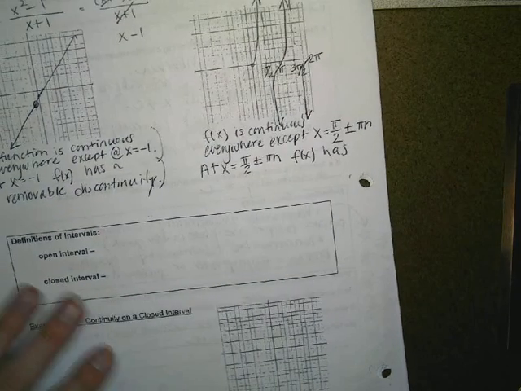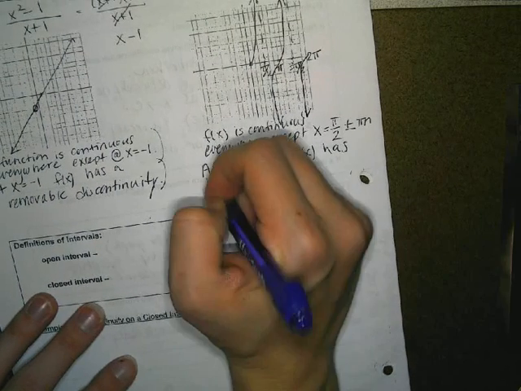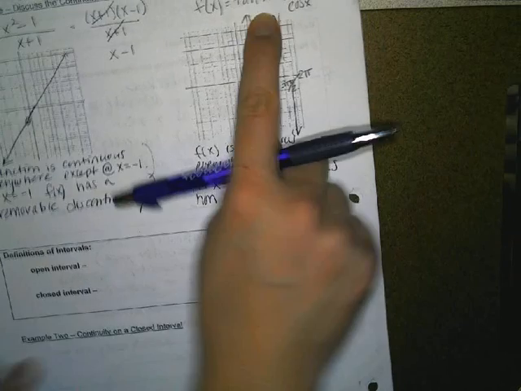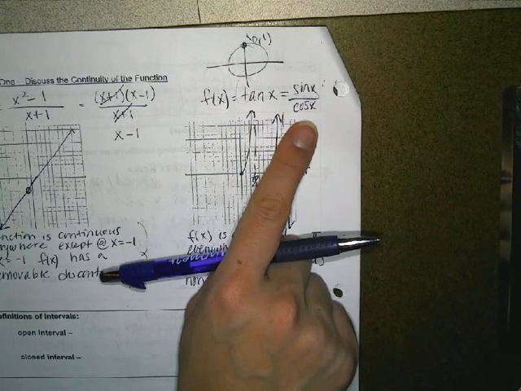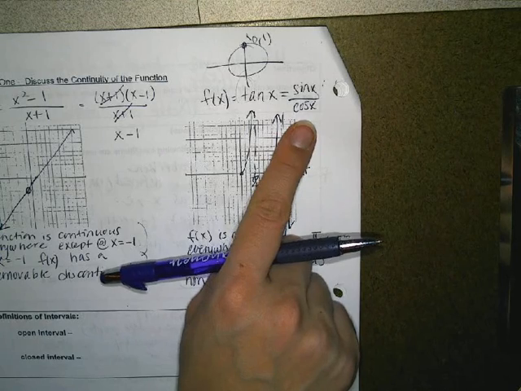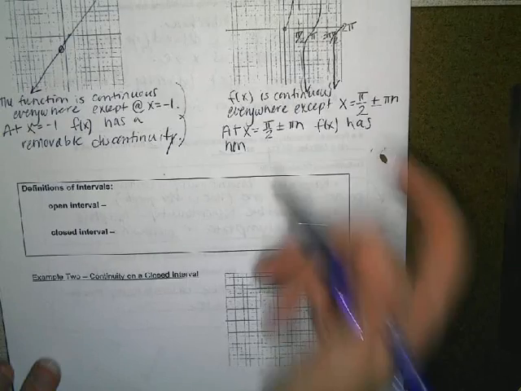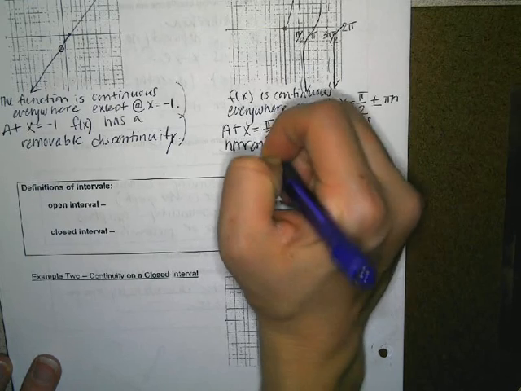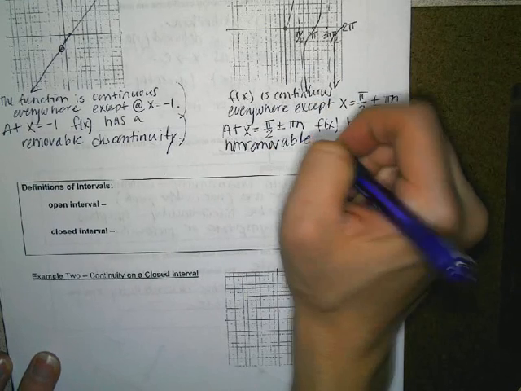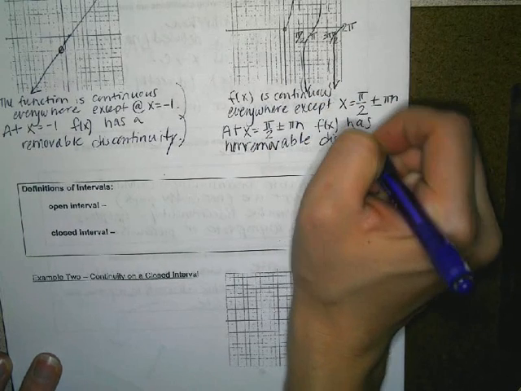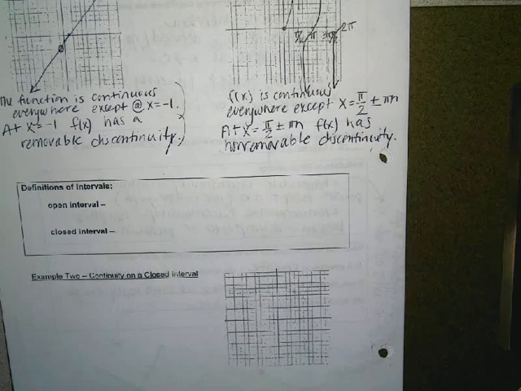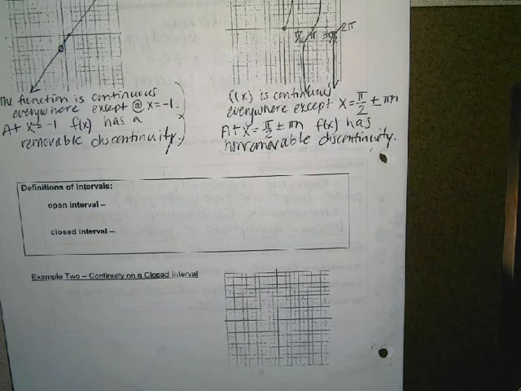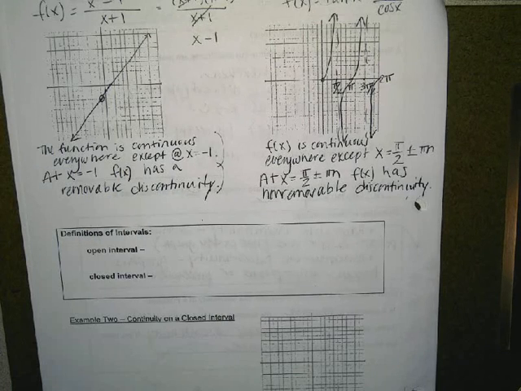Non-removable. Because can you simplify tangent at all to get rid of the problem? No. The problem is that cosine's on the bottom, so wherever cosine is 0, your function's going to have an asymptote. Can't really get rid of that. So we have a non-removable discontinuity. Period. Okay? That's pretty much all you have to do for those.